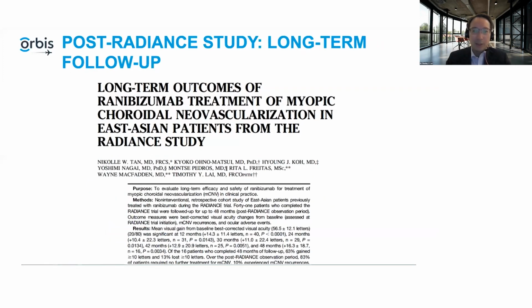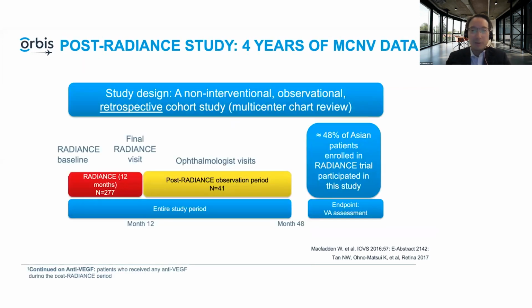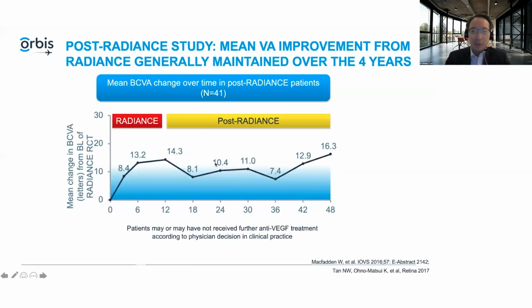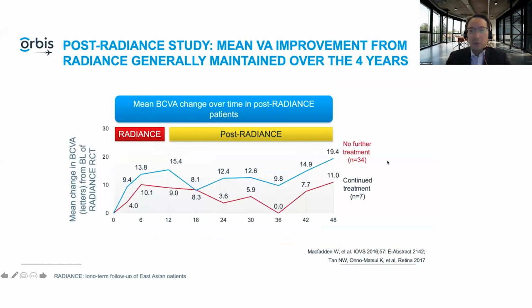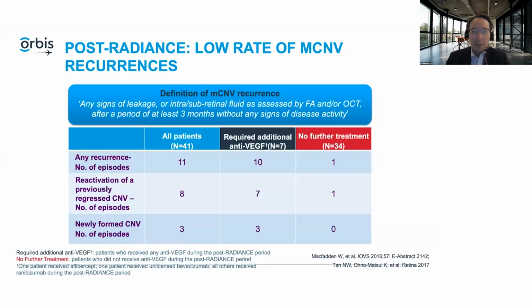Afterwards, we also did a post-RADIANCE study to look at the long-term outcome of these patients. These patients had another 3-4 years of follow-up, and you can see that after the patients exited from RADIANCE, they still maintained their vision. 7 patients required additional treatment afterwards, and these patients still gained vision and maintained the level observed when they exited RADIANCE. So in the long term, ranibizumab treatment was also quite favorable. The recurrence rate was 7 out of the 41, so not a lot of patients had recurrence, around 20%.